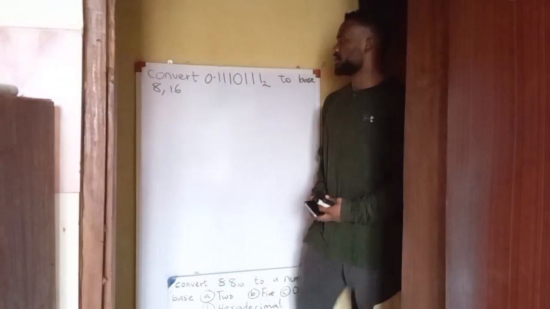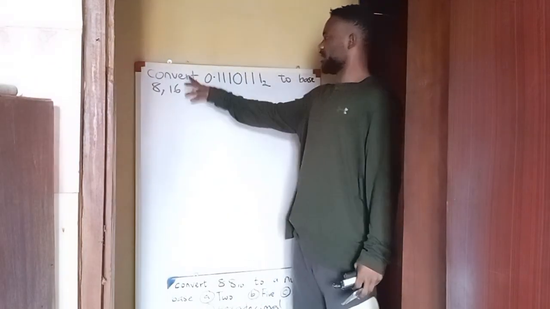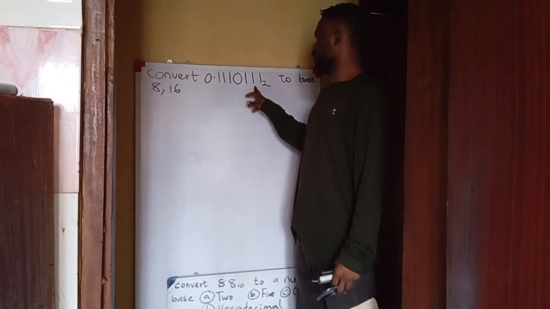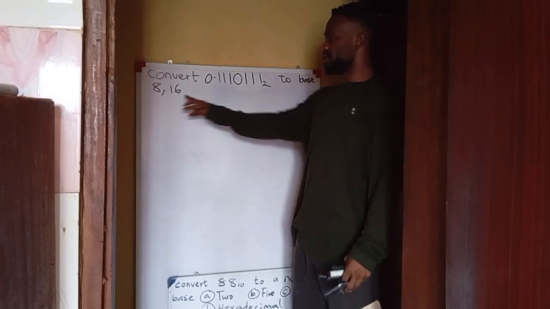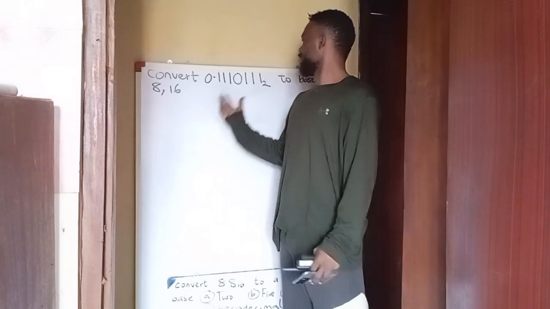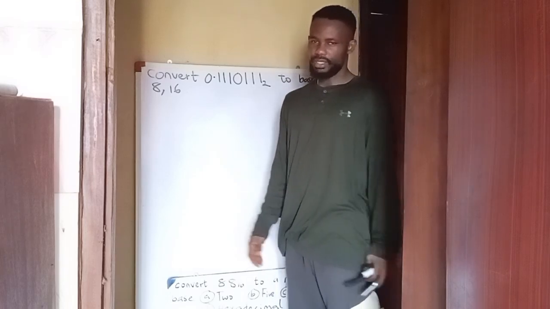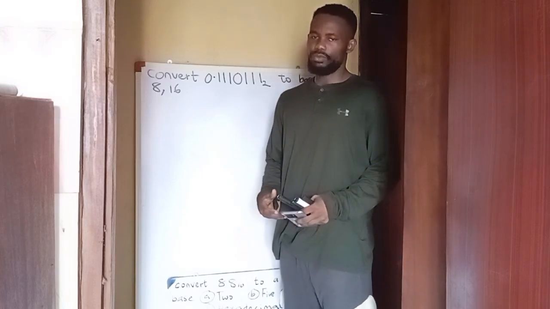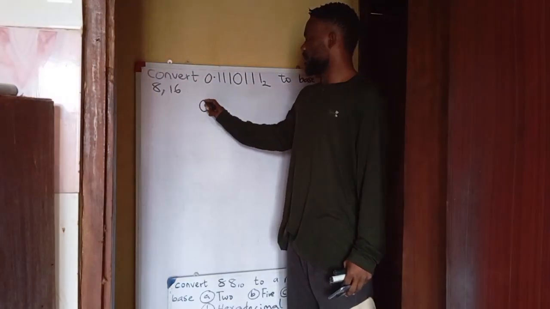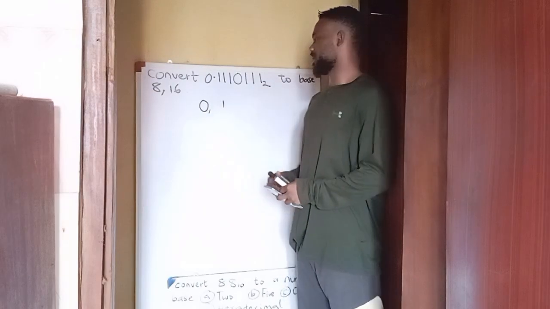Alright, so today we're going to be treating number bases, and what I have here before me is: convert 0.1110111 base 2 to base 8 and base 16. First of all, we know that base 2 numbers are called binary, and that's why we normally talk about computers being digital. They are talking about a system of numbers in 0 and 1, and this is the language the computer understands.